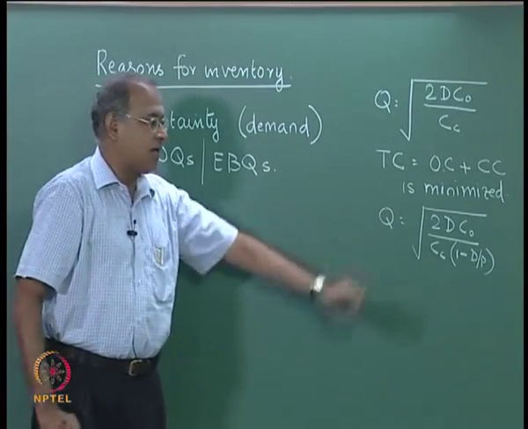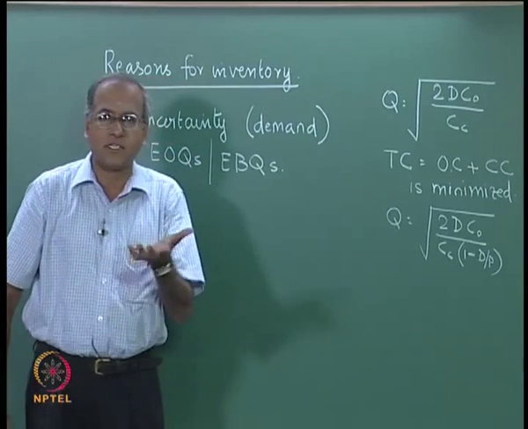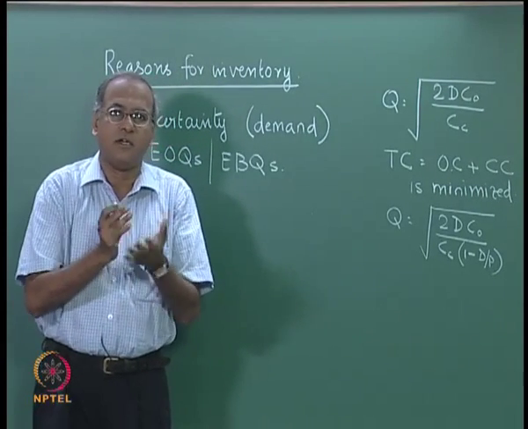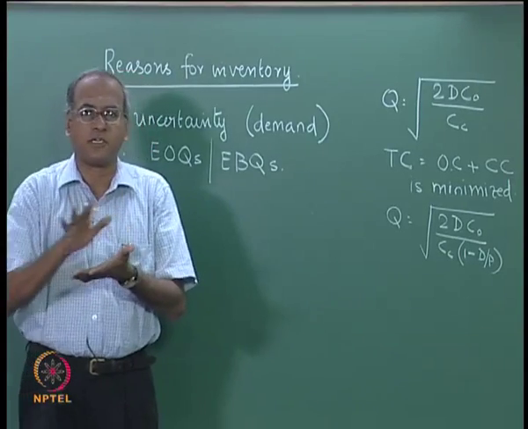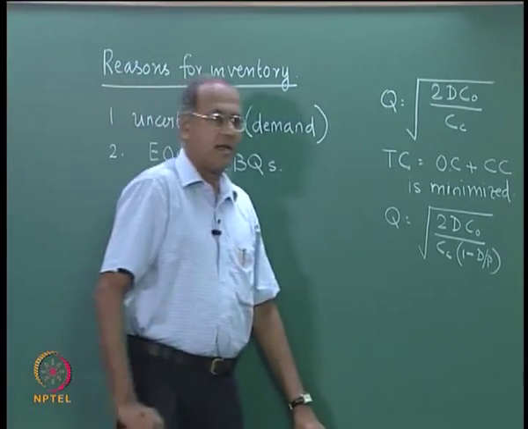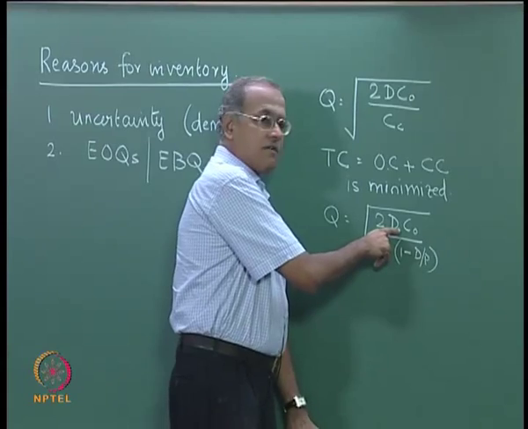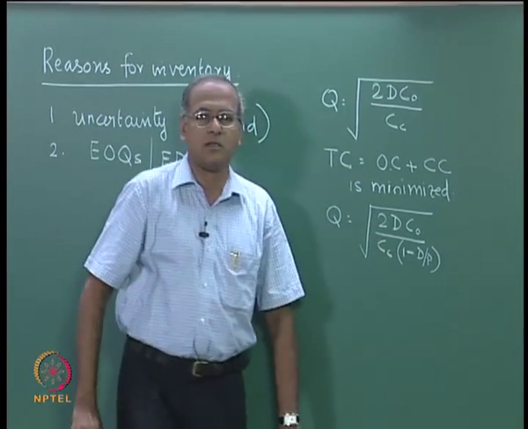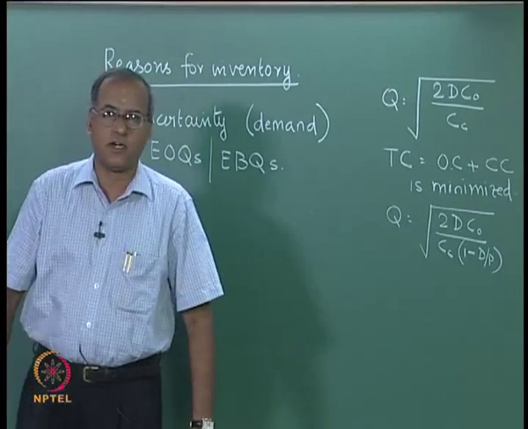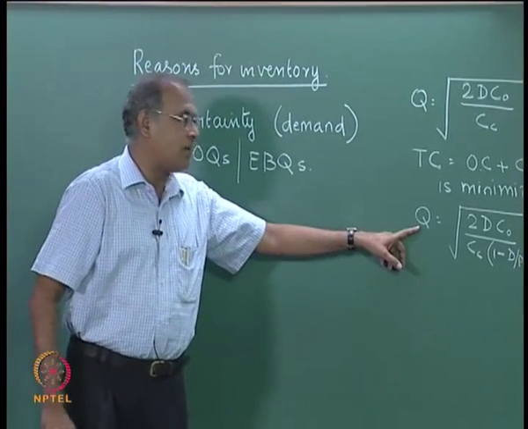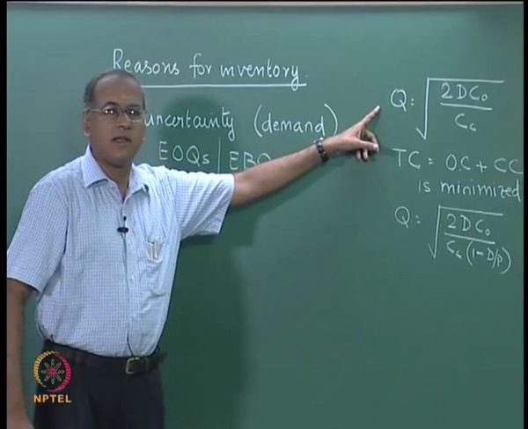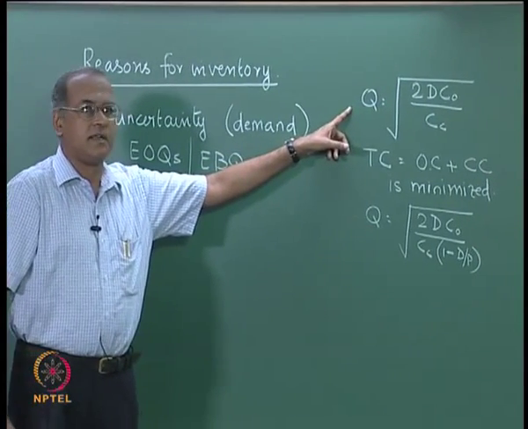So, this formula gives us the economic batch quantity, which means the best batch quantity to run a particular production batch. Once again, since demand for each of these items is different, the economic batch quantities would also be different for different items, which led to a lot of work in progress inventory, while this led to raw material inventory or inventory at the store.